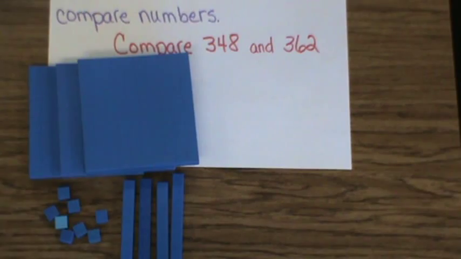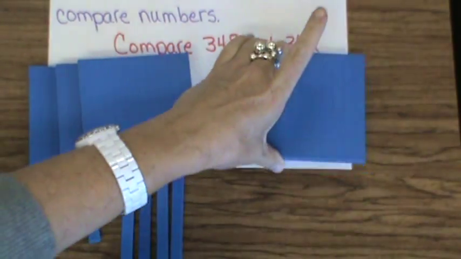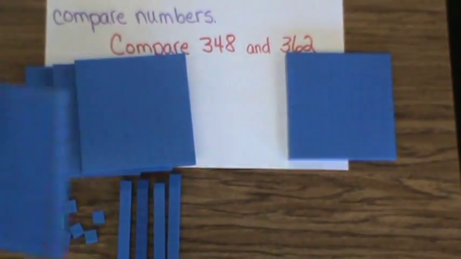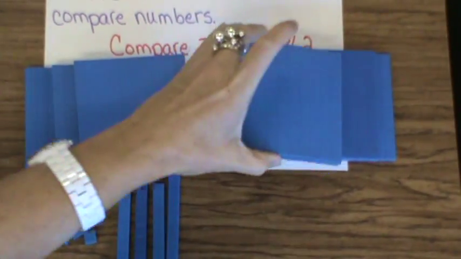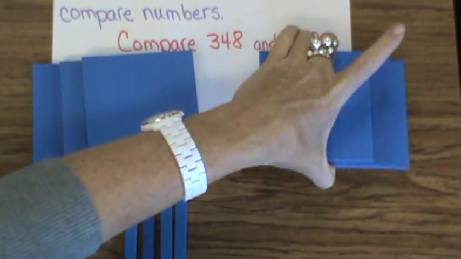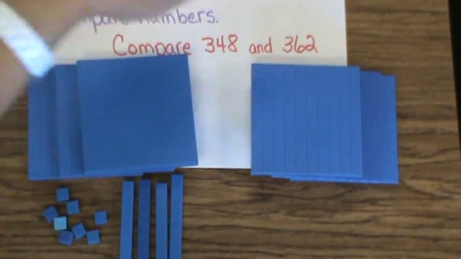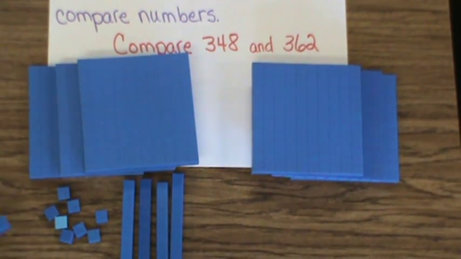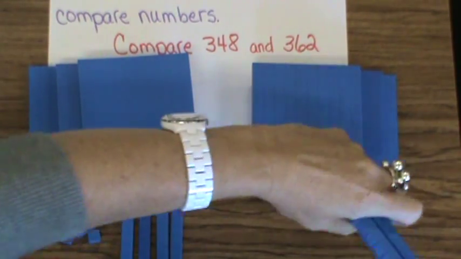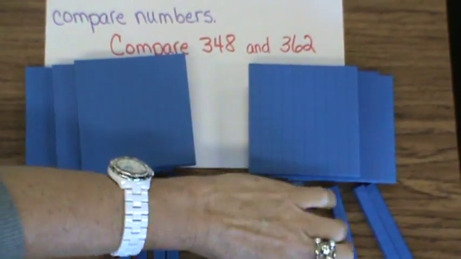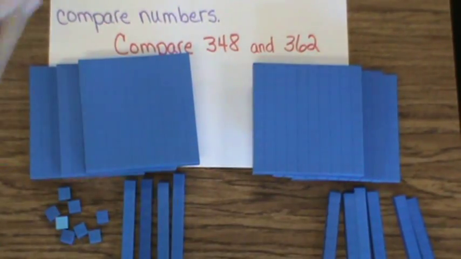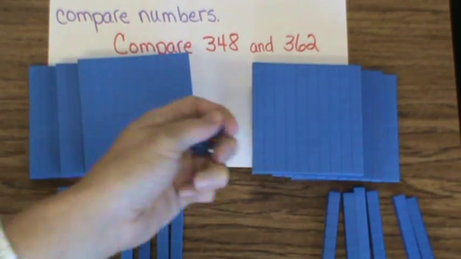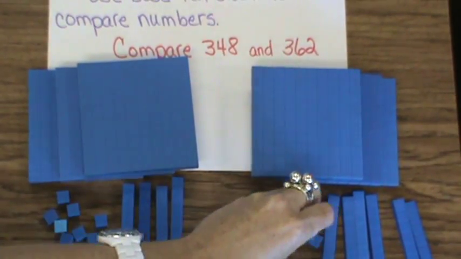So let's do the same with the other number, 362. So I'm going to go back to my flats. There's 100. There's 200. 300. And then how many tens? I have 6 tens. So I need 6 of the rods. So there's 1, 2, 3, 4, 5, 6 of those. And then how many ones do I have? This time I have 2. So I get my 2 ones, and I put those down.